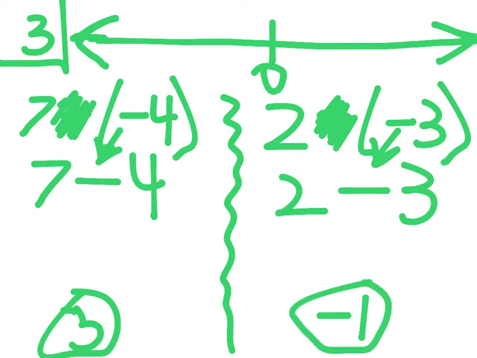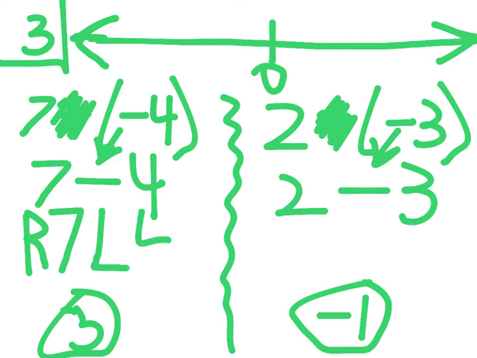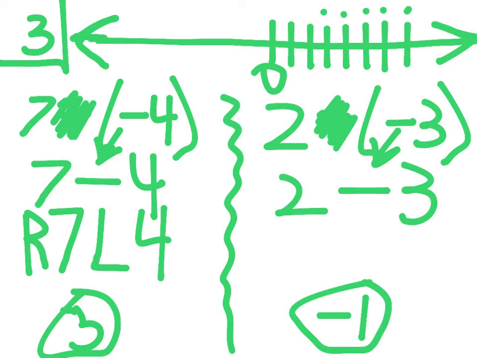This says positive 7, and what do we write for positives or plus signs? We write R. R for right. Then it says minus 4. Anytime we see a minus or a negative, we write L for left. So if I were to go right 7, all right, now I'm there, and then go left 4. 1, 2, 3, 4. I ended at positive 3, as you guys can see.